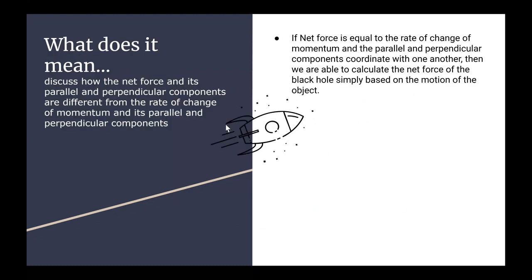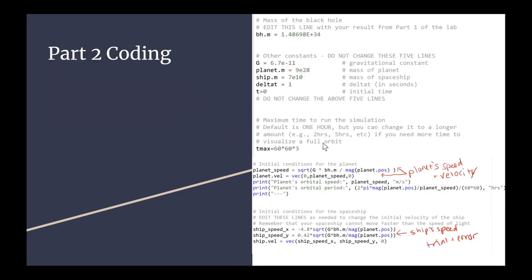So how the net force and its parallel and perpendicular components are different from the rate of change in momentum is if net force is equal to the rate of change in momentum and the parallel and perpendicular components coordinate with one another, then we're able to calculate the net force of a black hole simply based on the motion of that object, which is how we derived F net from the momentum formula.